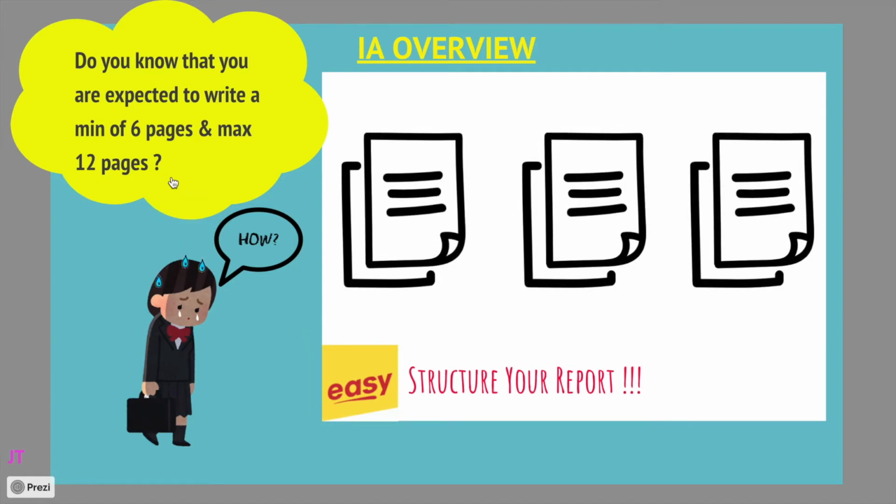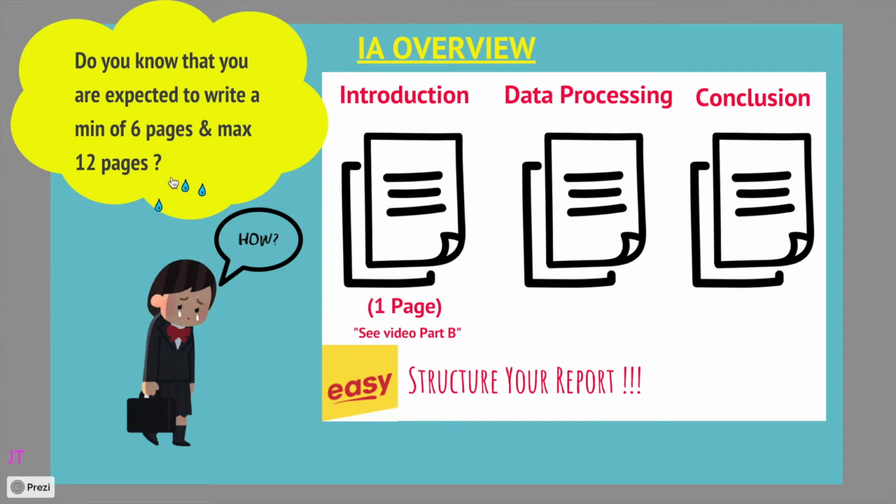So I divide an IA into 3 parts. First one, of course, introduction, followed by data processing and conclusion. I have explained the first one, which is introduction, that is available in video B. There I think I have made more than a page. And for data processing, you should at least write 4 pages of data processing, and next you only need to make 1 page of conclusion.